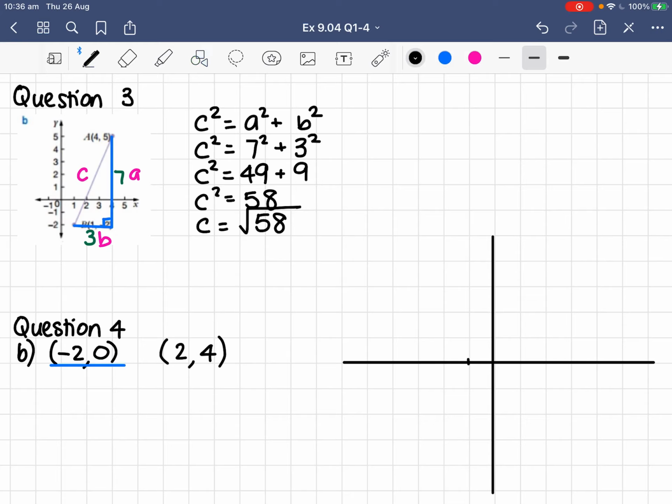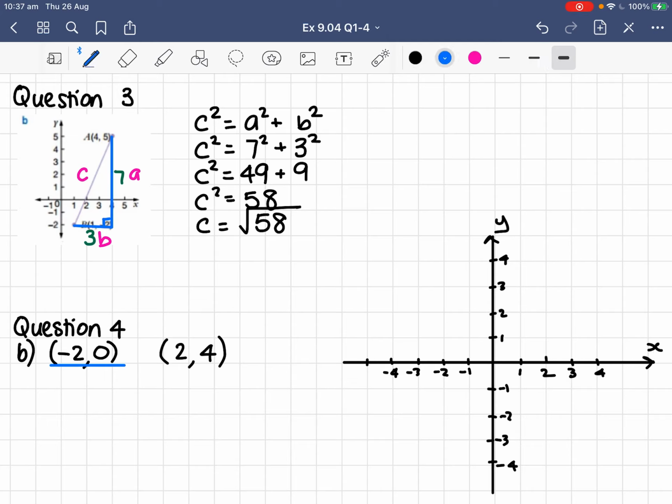So I'm going to plot the point -2, 0. So I need some numbers on my number plane. That would be helpful. 1, 2, 3, 4. -1, -2, -3, -4. 1, 2, 3, 4. -1, -2, -3, -4. So see how quick and easy it is to draw up a number plane?